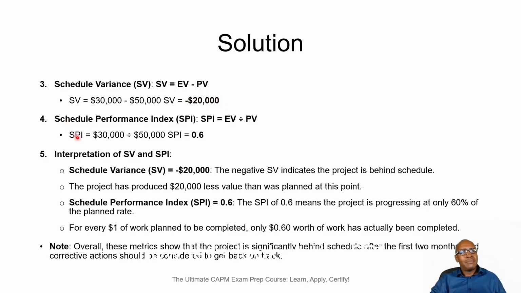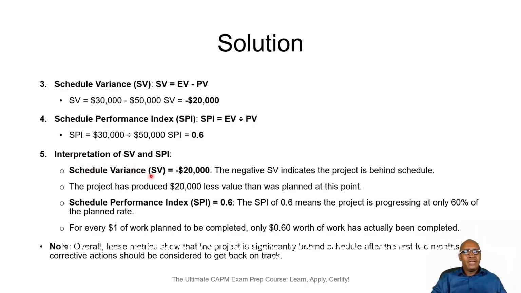Now let's look at the SPI. The SPI is given by the formula EV divided by PV. And our SPI therefore is 30,000 divided by 50,000, we get an SPI value of 0.6. Again, this value of 0.6 is not a good indication at all. Let's look at the interpretation of the result.